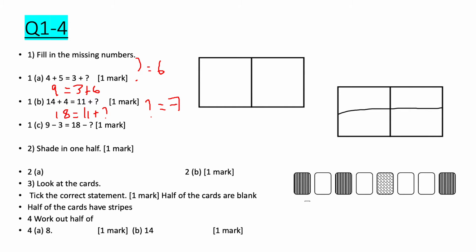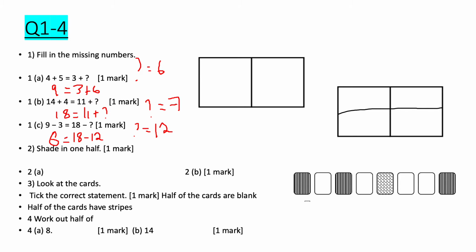Right, guys, question 1C. 9 take away 3 equals 18 take away something. So 9 take away 3, guys, is 6. 6 equals 18 take away something. Well, 18 take away 12 is 6. So 18 subtract question mark, so question mark is equal to 12.